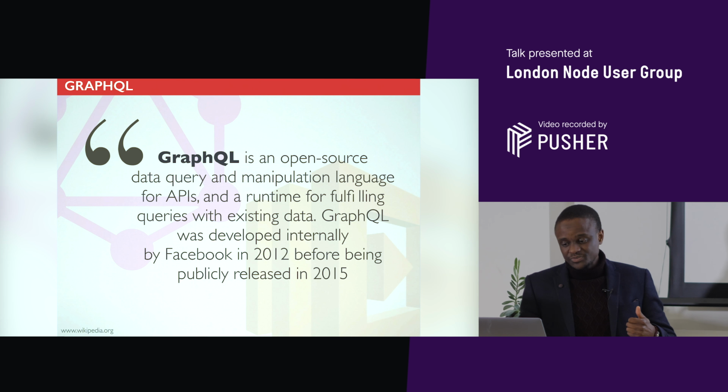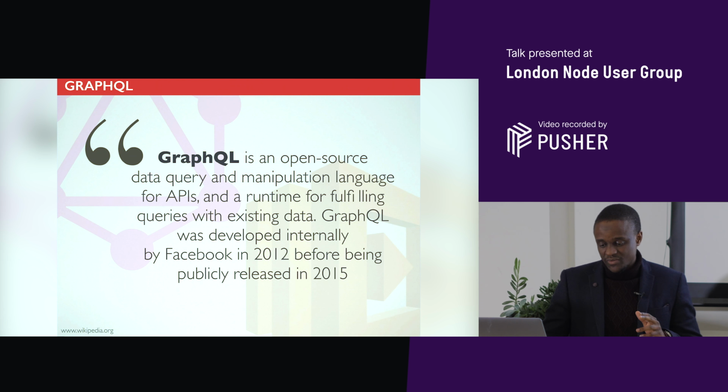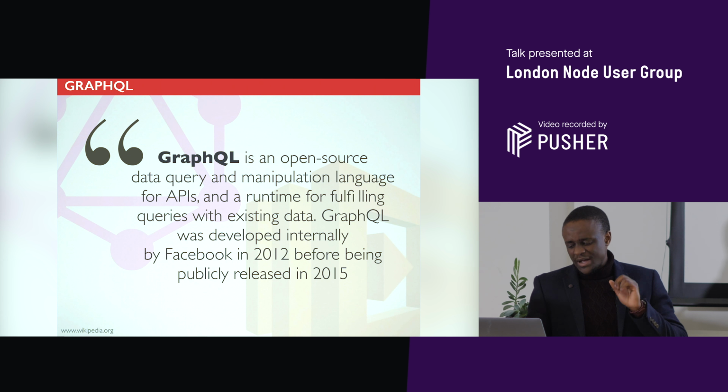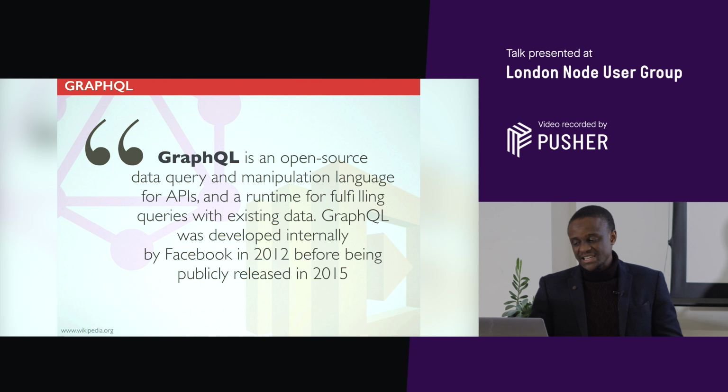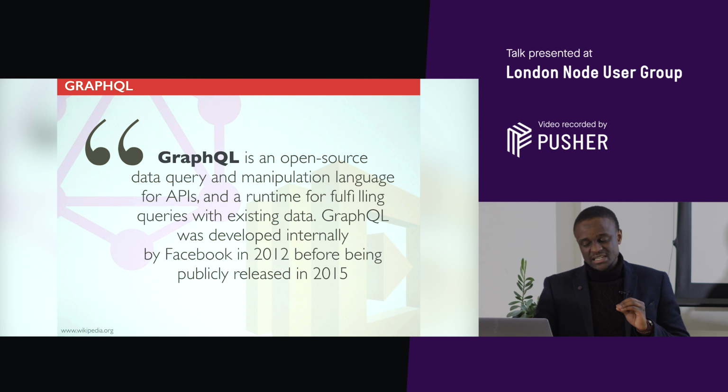Now to GraphQL. So GraphQL, another Wikipedia source of all truth. I won't really go deep into it, but just cover the highlights. GraphQL is an open source data query and manipulation language for APIs and a runtime for fulfilling queries with existing data. GraphQL was developed internally by Facebook in 2012 before being publicly released in 2015.